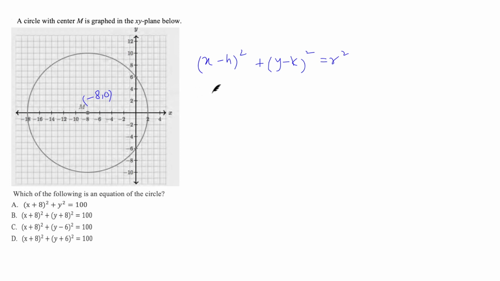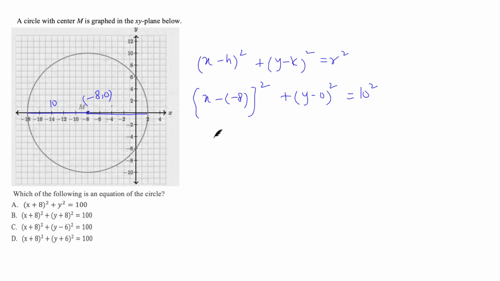H, k is already given to us. So it will be x minus 8 whole squared plus y minus 0 whole squared, and r is basically the distance from the center point to any point on the circumference, and the easiest is this straight line, that is from M till this point. That gives us 8 from 18 will give me radius as 10, or you can draw a line from minus 8 to this point. That will also give me 10. The distance will be 10. So the radius is 10 squared.